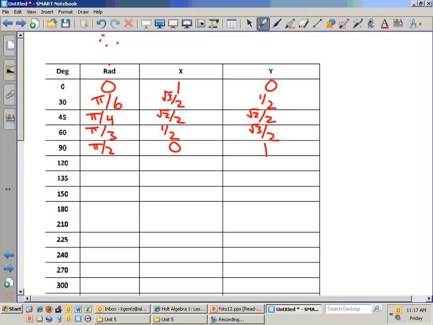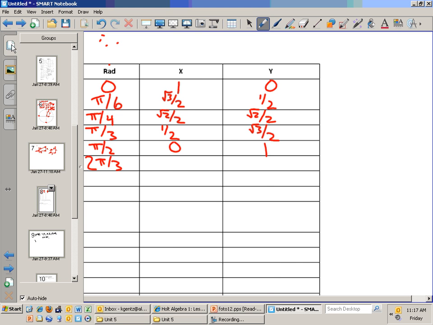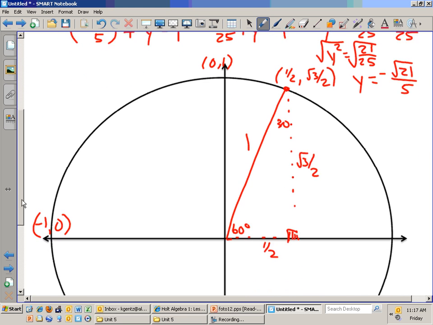Watch this example. 120 degrees. What is it in radians? Pi over 3. Very good. These are numbers we should commit to memory.